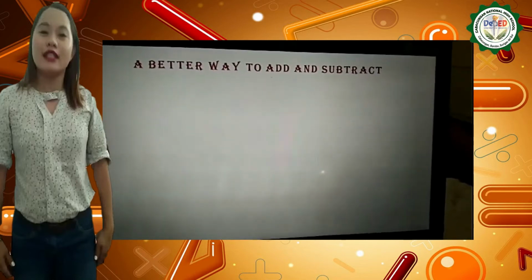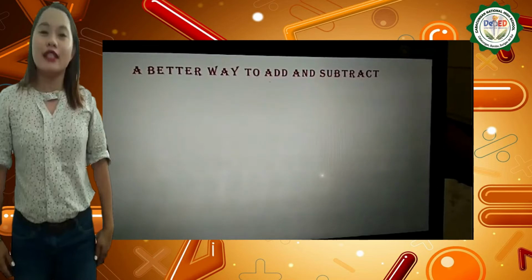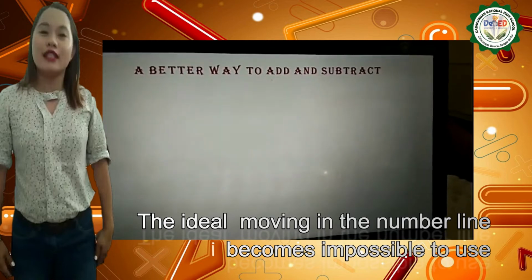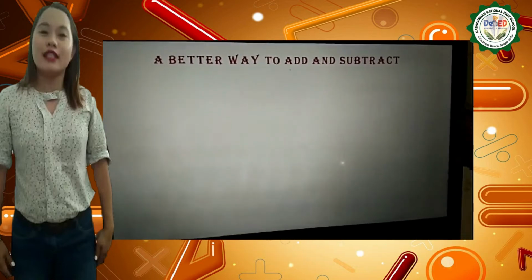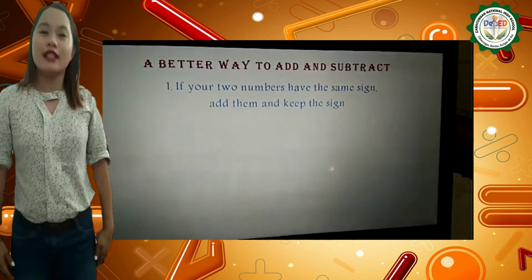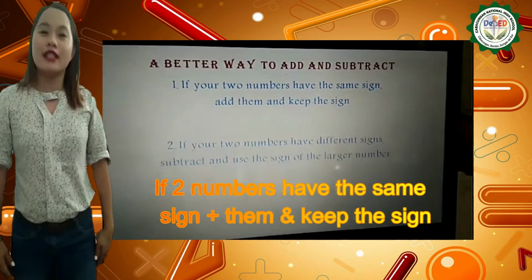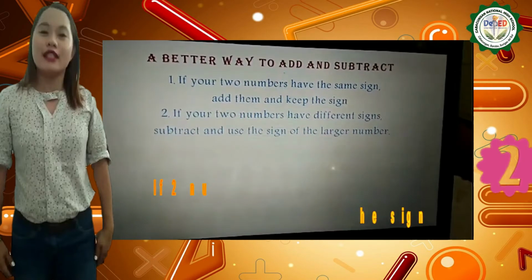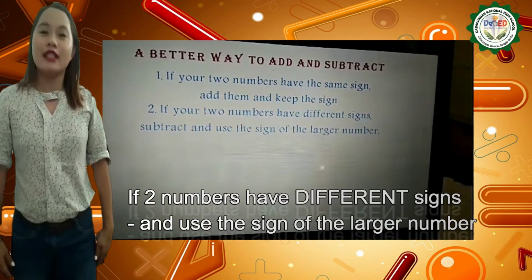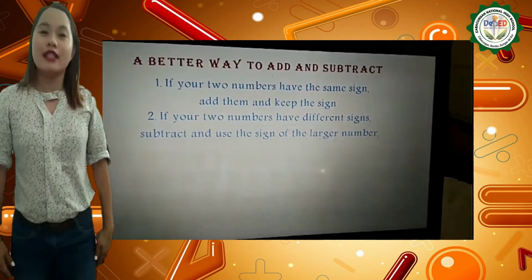The next thing is a better way to add and subtract. When working with larger numbers, the idea of moving in the number line becomes impossible to use. So the math we are about to learn will be appropriate for solving all addition and subtraction of integers. But always remember the rule. First rule is if your two numbers have the same sign, add them and keep the sign. Rule number 2, if your two numbers have different signs, subtract and use the sign of the larger number. Please be particular about it, for it is extremely important.